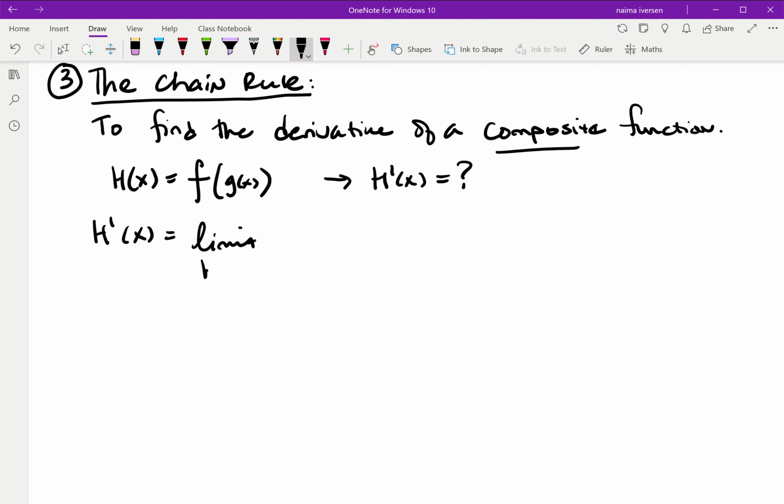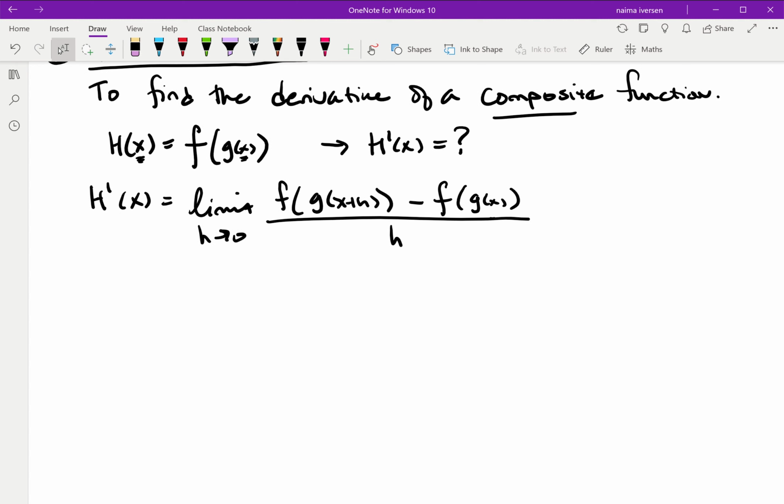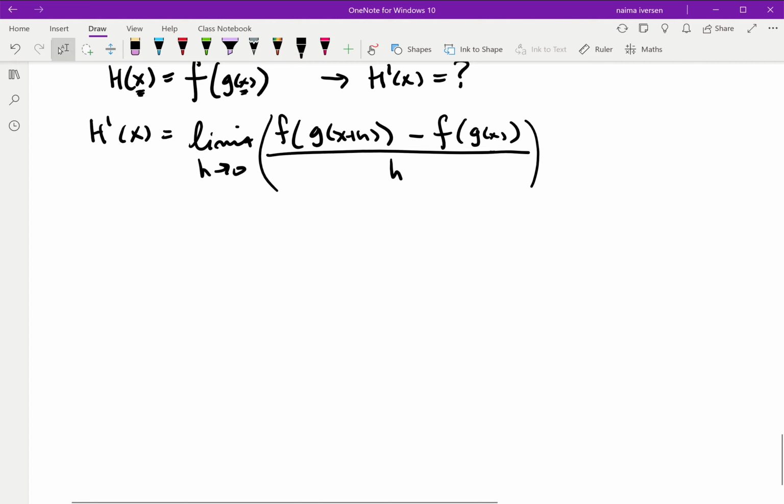So when we are finding h prime of x, we are looking for the limit as h approaches 0 of f of g of x plus h minus f of g of x all over h. So this guy is being replaced by x plus h in the first one, and then it's just regular f of g of x for the second one. Now, for us to be able to figure this out, there's a lot of f of g of x's, and it gets fairly complicated. So I'm going to use some dummy variables, okay? I'm going to let v equal g of x plus h. I'm going to let w equal g of x.